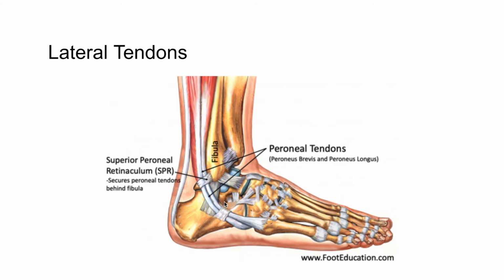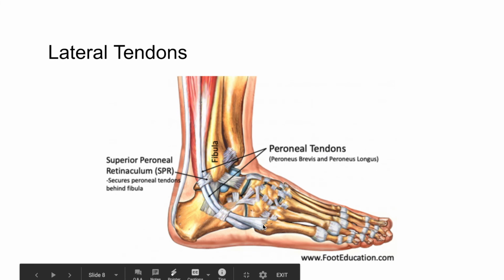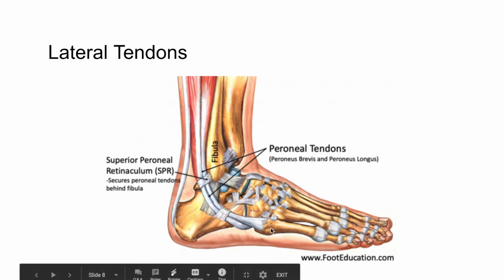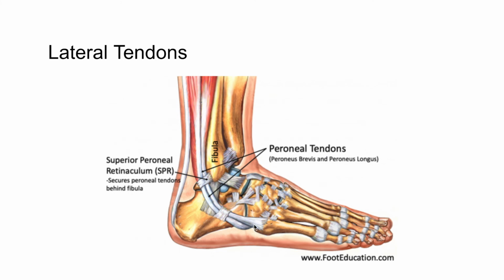The brevis inserts, of course, into the base of the fifth metatarsal, whereas the peroneal longus continues into the midfoot underneath. The peroneal brevis tendon, when avulsed off the fifth metatarsal, is often seen as a fracture which will at times require surgery and is important to understand as a mechanism of injury.